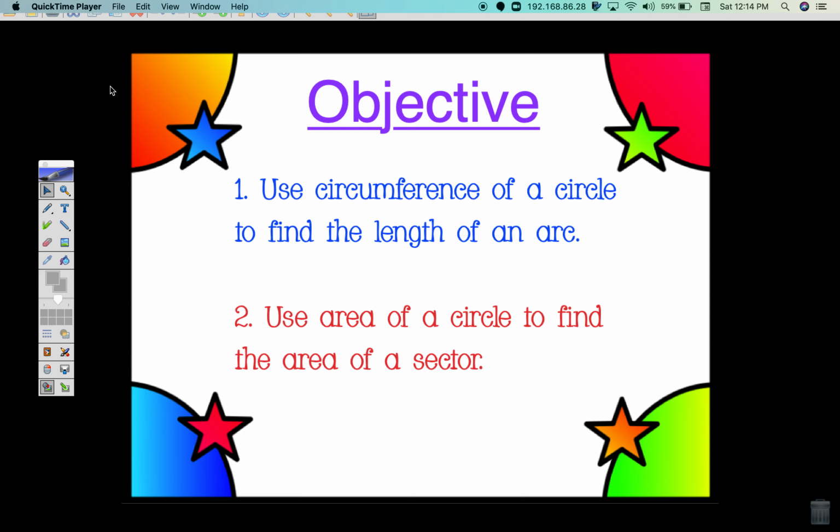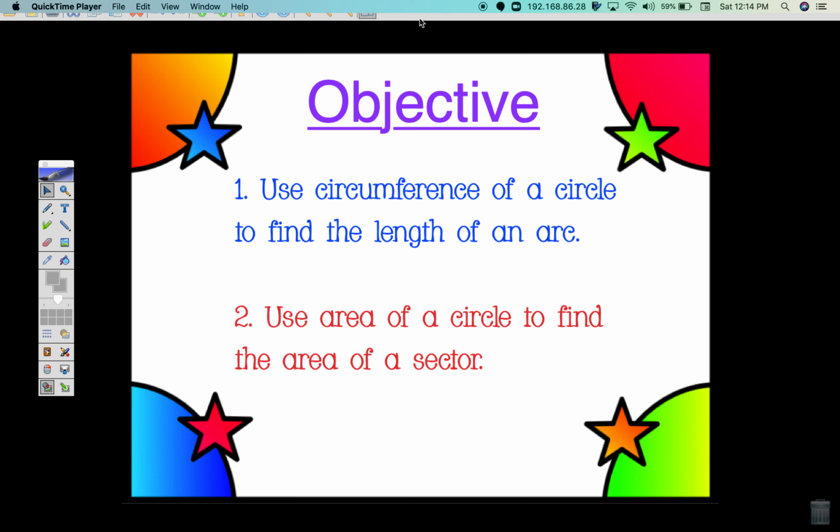What's up, guys? Our next lesson is over arcs and sectors of circles. Pretty easy stuff, so we'll get right to it. Our objectives today are to find arc length, which is basically just part of the circumference of a circle, and area of a sector, which is just part of the area of a circle.